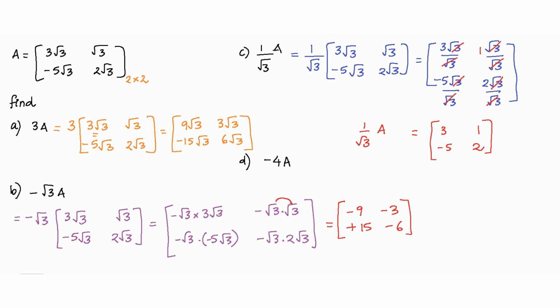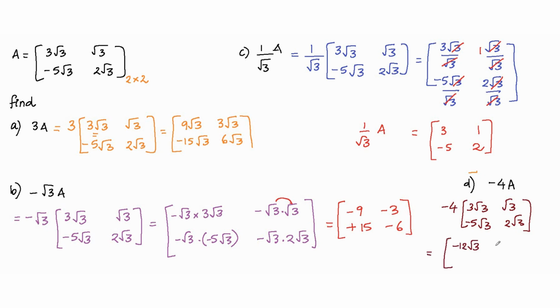Okay, in case you have figured out the answer, let's check your answer. So minus 4a would mean minus 4 multiplied by a. A is 3 root 3, minus 5 root 3 and 2 root 3. Let's multiply each element with minus 4. So what I get is minus 12 root 3, minus 4 root 3.